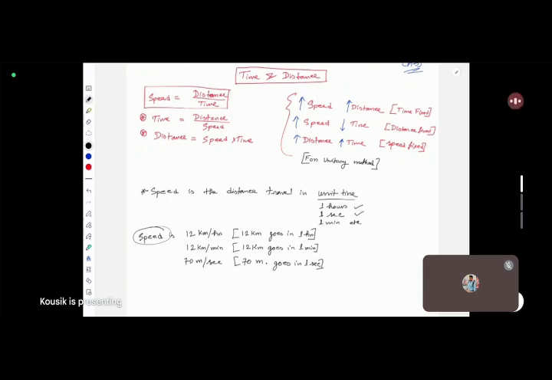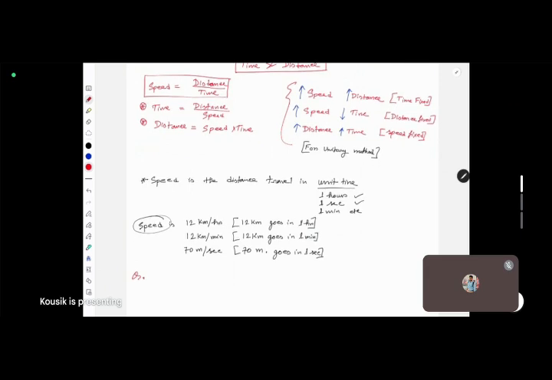Question, we should write the question. The speed of a train is 48 kilometer per hour. Find the time.